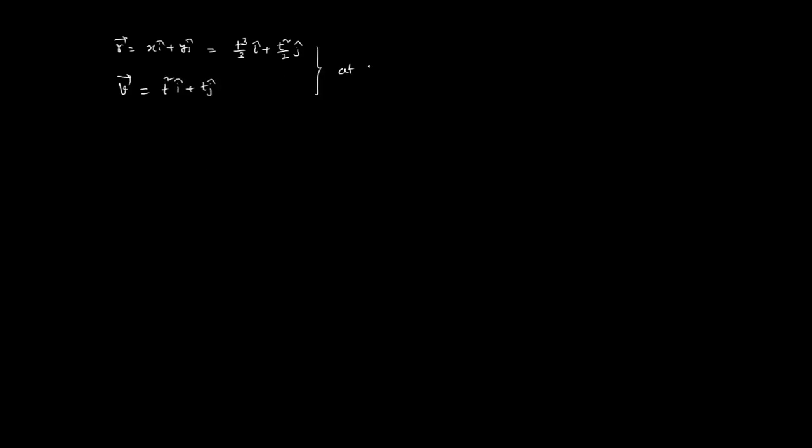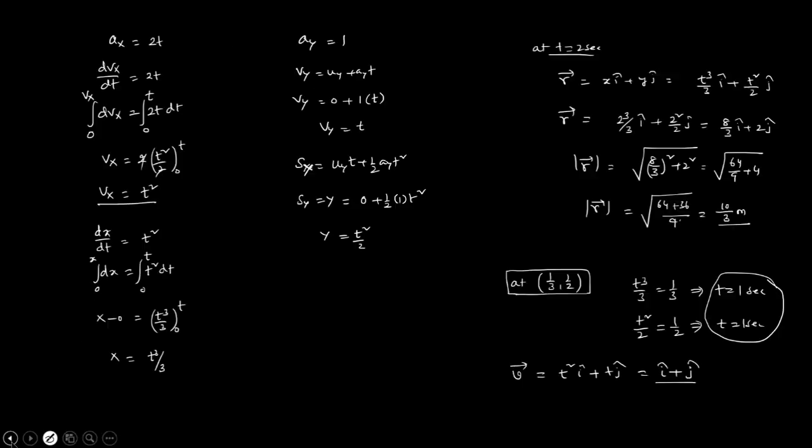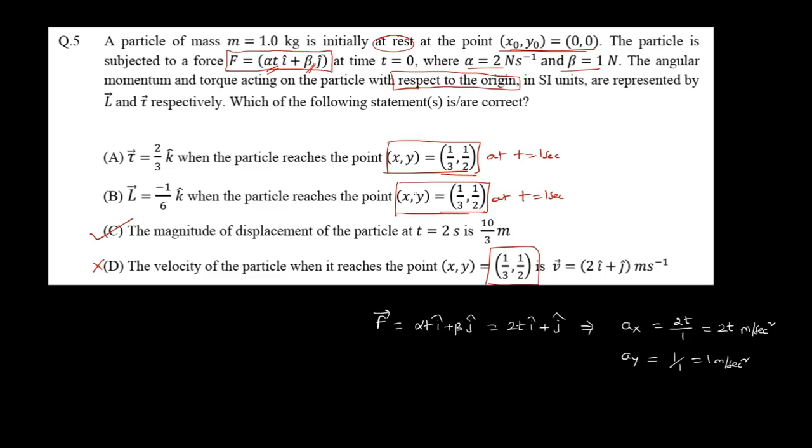Now they are asking at t = 1 second. If I put the time value as 1 second, then I get the position vector as 1 by 3 i cap plus 1 by 2 j cap. See, there is no need to do all these things; I am doing them only for better explanation. Since the position is already given, you can write the position vector directly as 1 by 3 i cap plus 1 by 2 j cap.